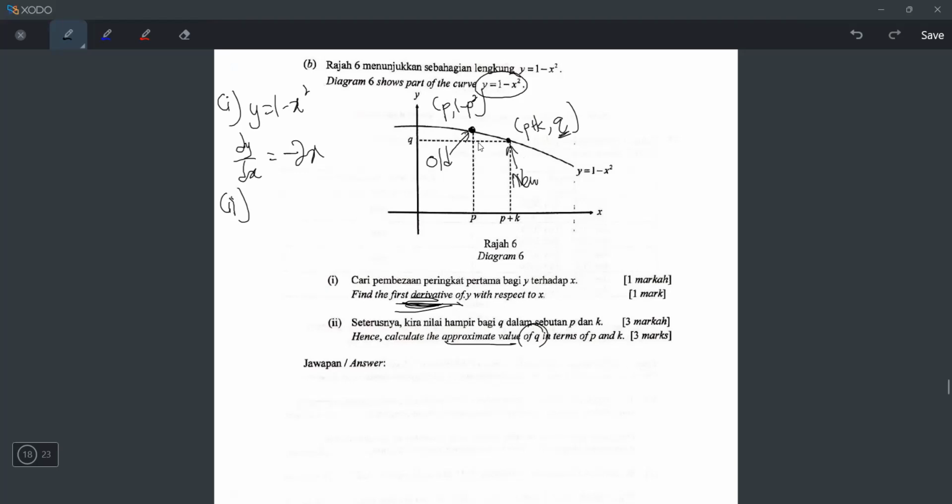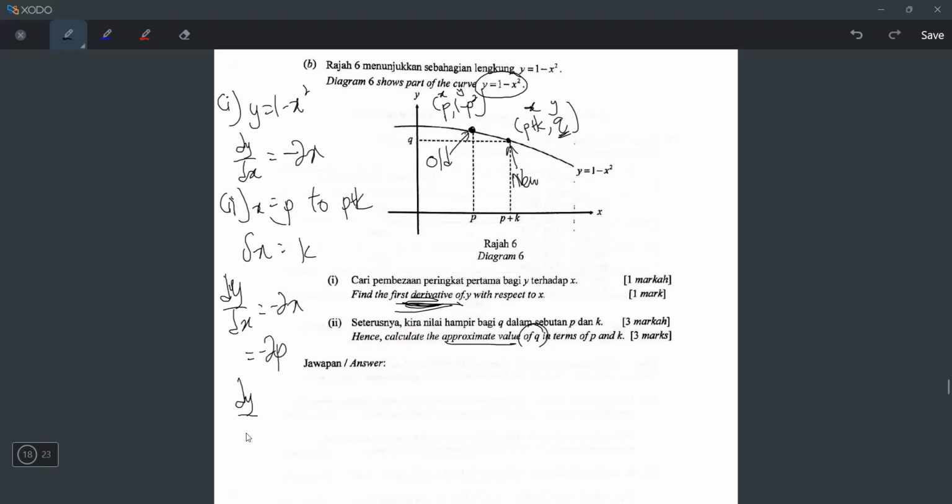It means my original, my old value, and this is x, this is y, right? We know that the old value of x is p, but it changed to p plus k. So what is my delta x? It will be the new value minus the old value, which is k. We also know the old value of y and the new value of y, but that one is not important for now, because what I know now is dy/dx equals negative 2x. After I differentiate, I should substitute the original value, which is p. So you end up with negative 2p.